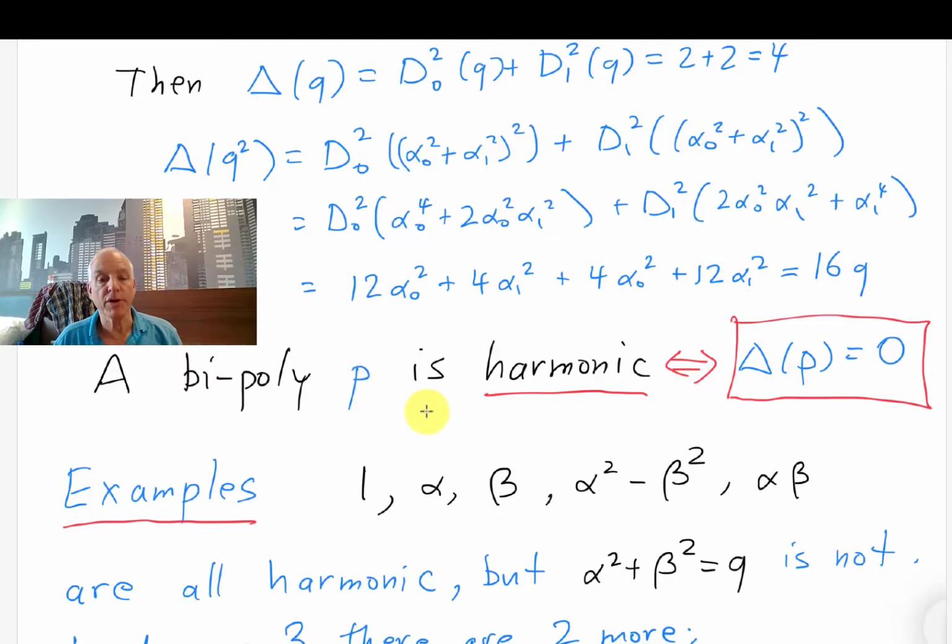Okay, now a very important definition. A bipoly P is harmonic precisely when the Laplacian of P is 0. So we're picking out a very important family of bi-polynumbers, the harmonic ones, which are killed by the Laplace operator. So for example, here, these guys are all harmonic: 1, alpha, beta, alpha squared minus beta squared is harmonic, and so is alpha beta. But alpha squared plus beta squared, which is what we're calling q, is not. We've seen that already because the Laplacian of q is 4. That's not equal to 0.